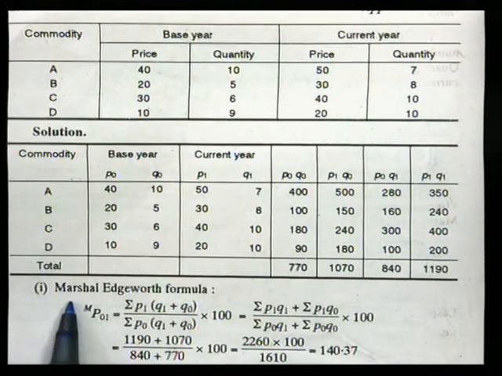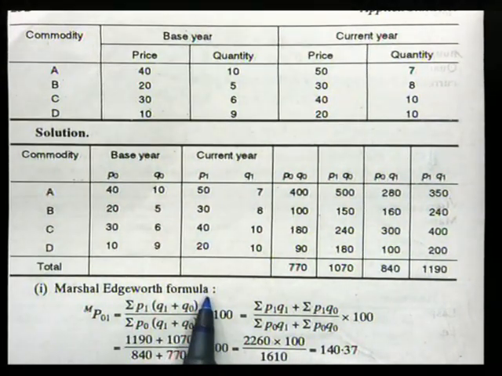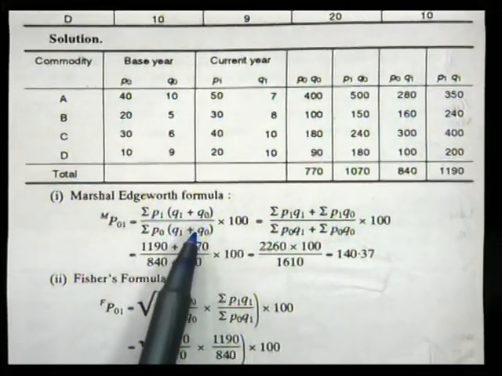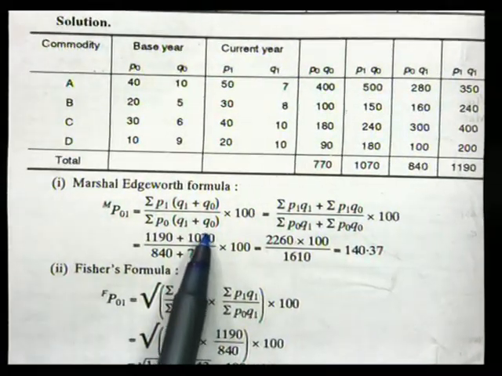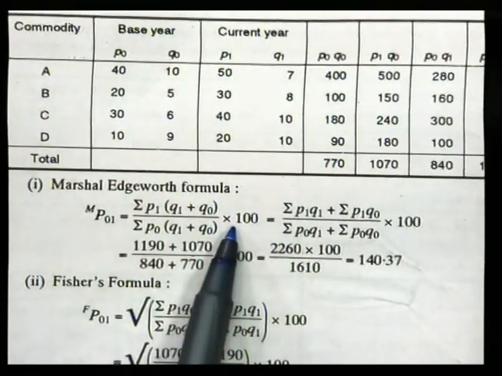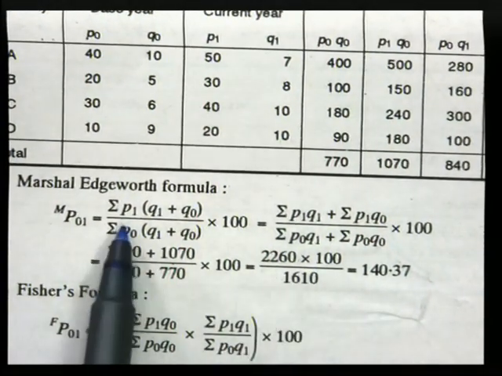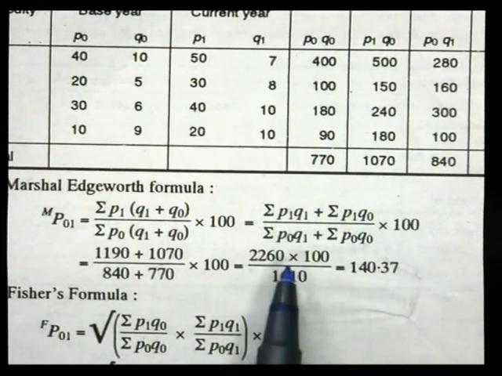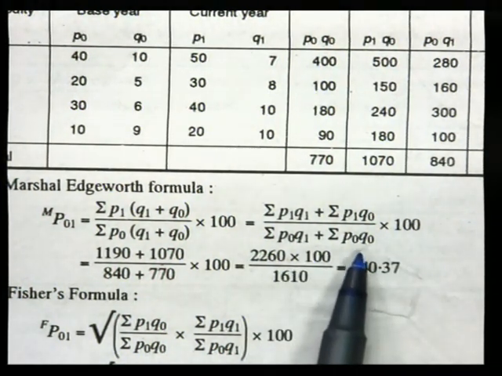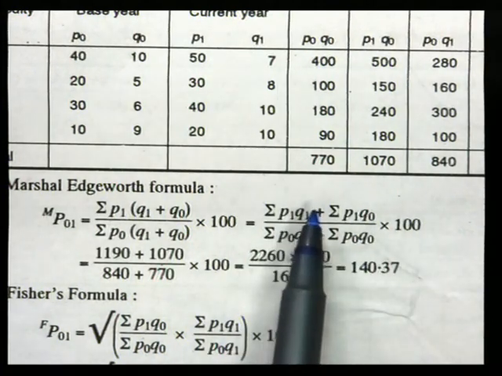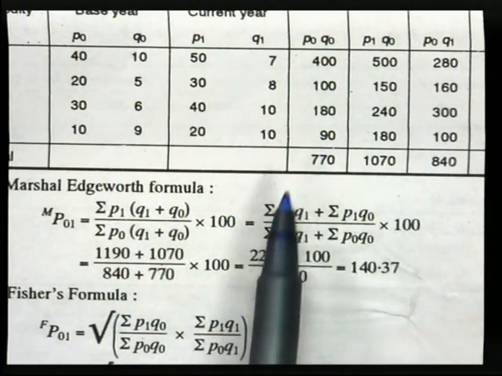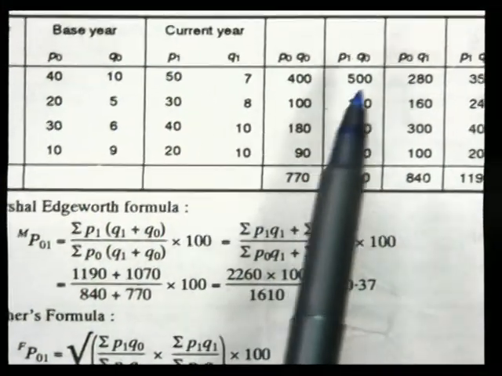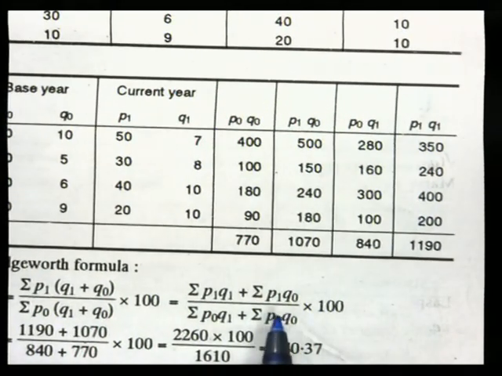Now we want to find out the Marshall Edgeworth formula. So it will require sigma P1 into Q1 plus Q0 divided by sigma P0 into Q1 plus Q0 multiplied by 100. That is, simplify it. So it will be sigma P1 Q1 plus sigma P1 Q0 divided by sigma P0 Q1 plus sigma P0 Q0 multiplied by 100. So all these 4 necessary columns we must add in the above table.